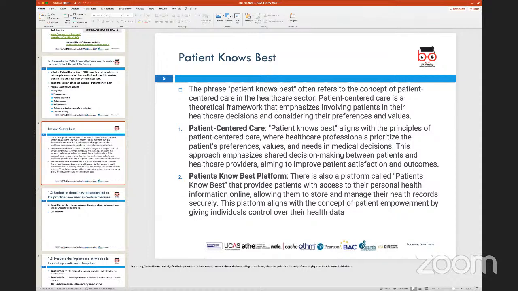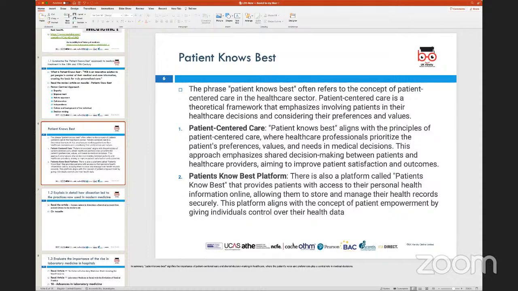recovering from an illness or a chronic disease, or dealing with a particular illness which the patient is trying to deal with. And this would involve giving medication or providing treatment which is going to meet the lifestyle of the patient, and that is where the needs, wants and preferences of the patient are taken into account. So when we talk about this concept of Patient Knows Best, this is a platform or a framework which we also use primarily to access the personal health information of the individual.